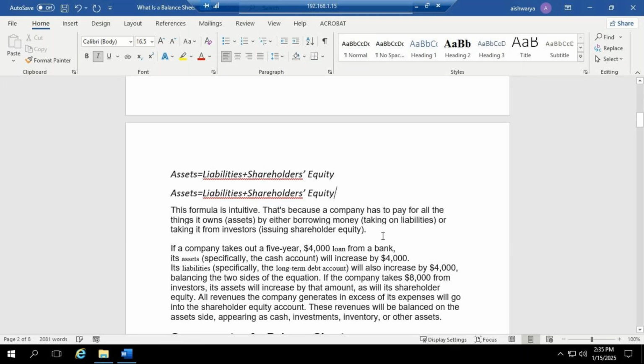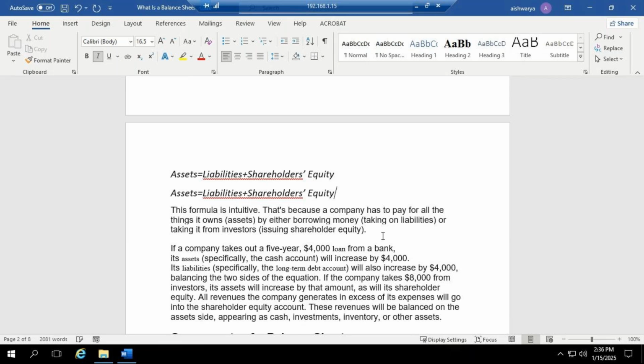So this formula is intuitive, because a company has to pay for all the things it owns, either by borrowing money or by taking it from investors, so issuing shareholders' equity. If a company takes out a 5 year, 4,000 loan from a bank, its assets, specifically the cash account, will increase by 4,000. Its liability, specifically the long term debt account, will also increase by 4,000.